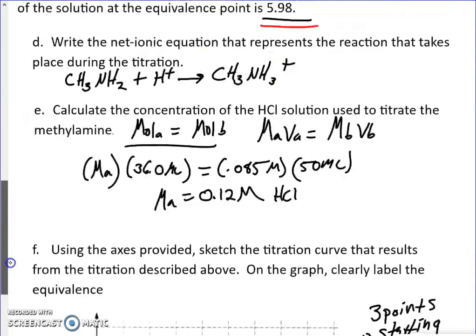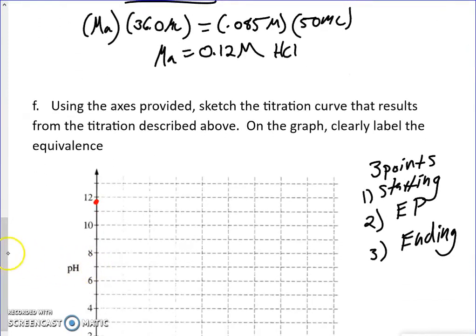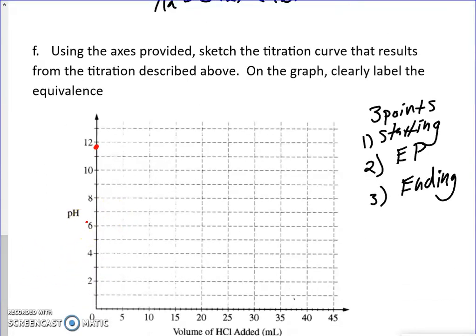Sorry guys, it's spazzing again. There we go. 6 is our pH, and 36 milliliters. So about right here. Go up and find those 2 points, and our equivalence point is right about here. And then from there, we're going to continue adding HCl. They don't actually care where your ending point is, so we don't have to calculate it, as long as we know we're ending down here somewhere.